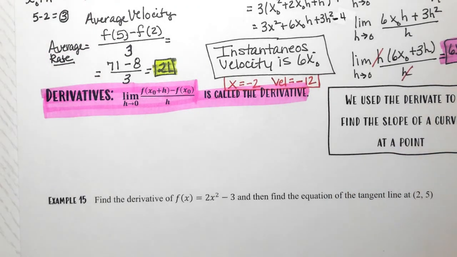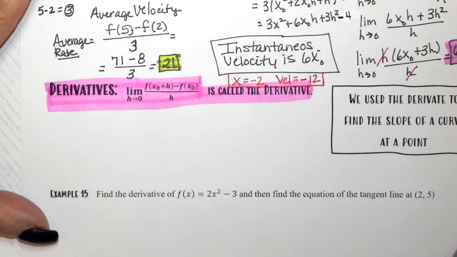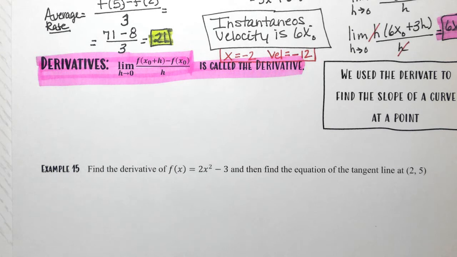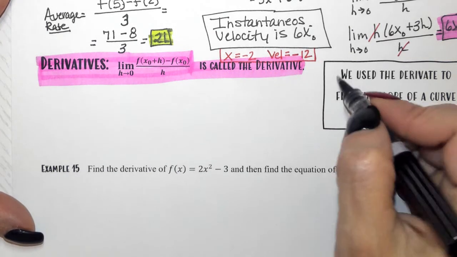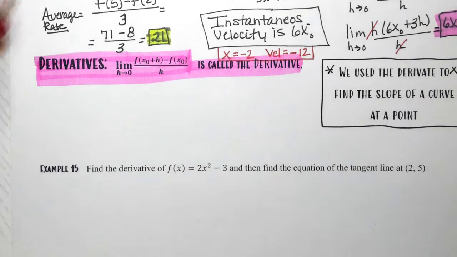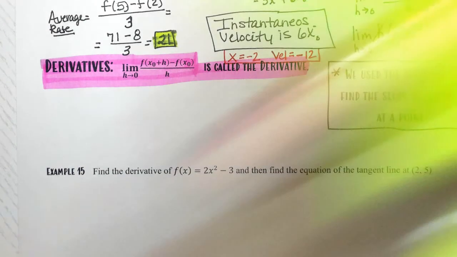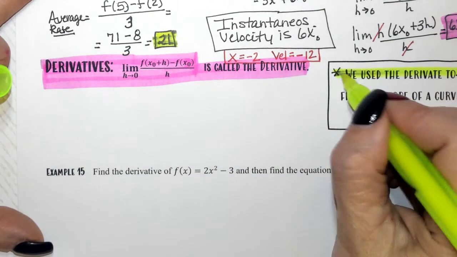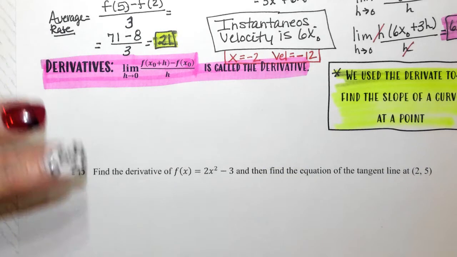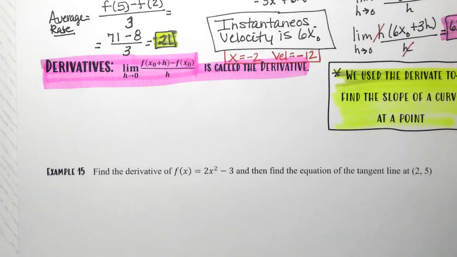Now, here's what you need to know, and from here on out, it's so much easier. We use the formula to find the slope of the curve at the point. Like this right here, highlight that. Man, that's the gold of everything you've done up until now. That's the big part. We use the derivative to find the slope of a curve at a point.